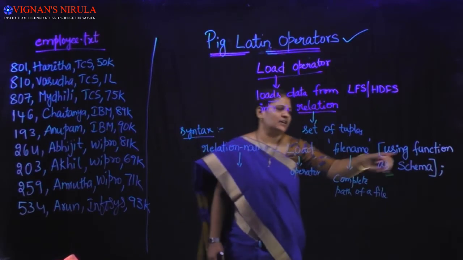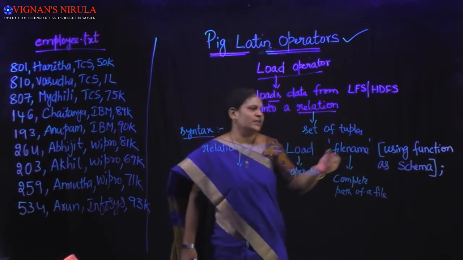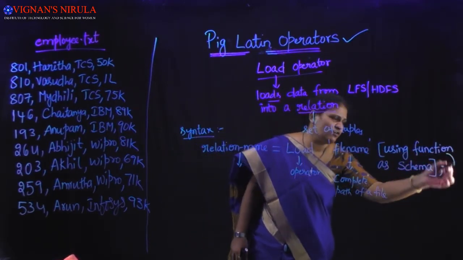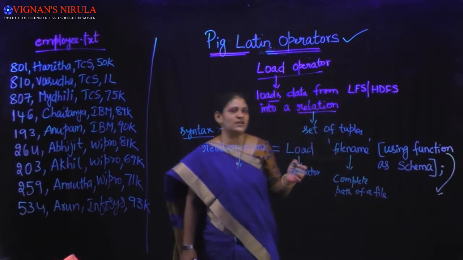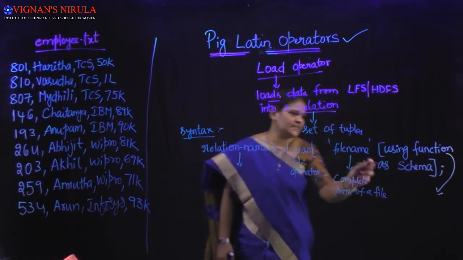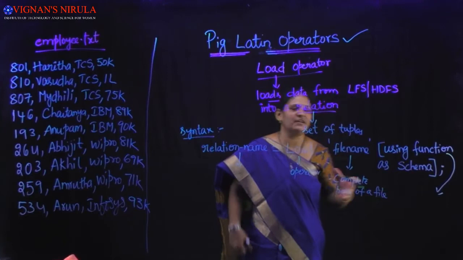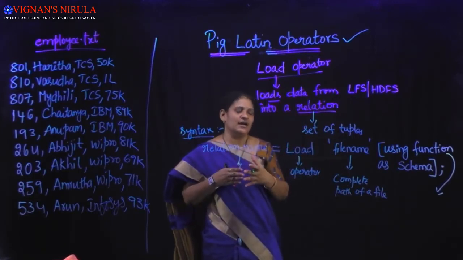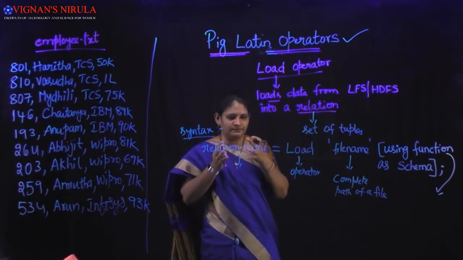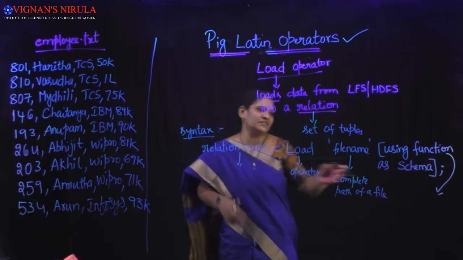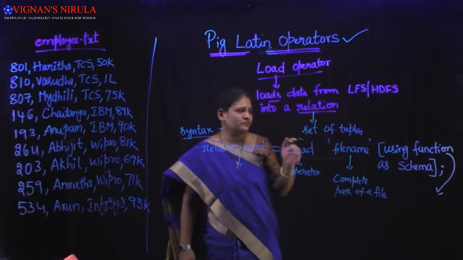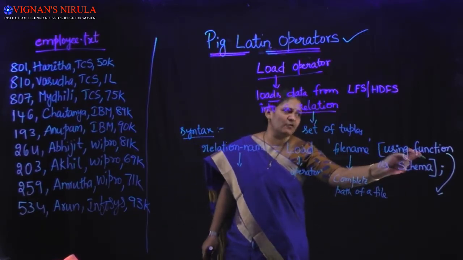And the next things are the optional ones. Using function: the functions are of different types. We'll discuss those functions now. As schema: schema means we have to specify what kind of fields a particular file will be having. That we will specify as a schema here. So now we'll be discussing the function.